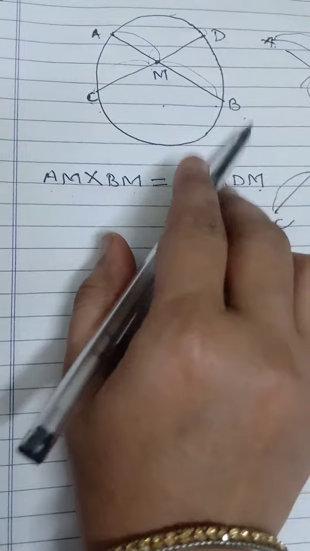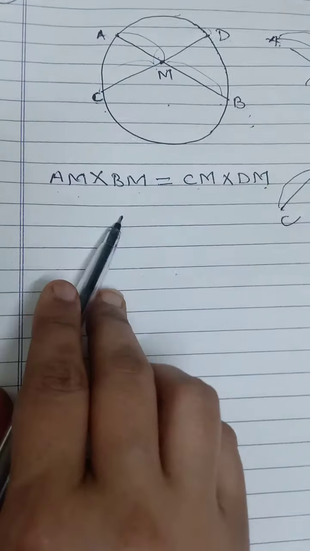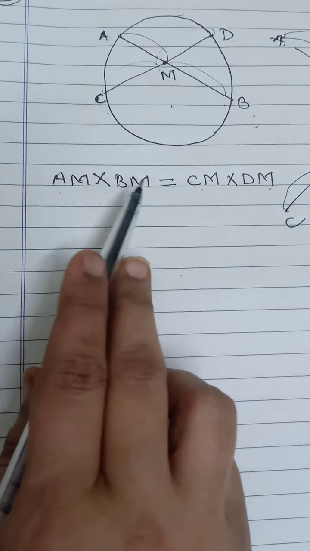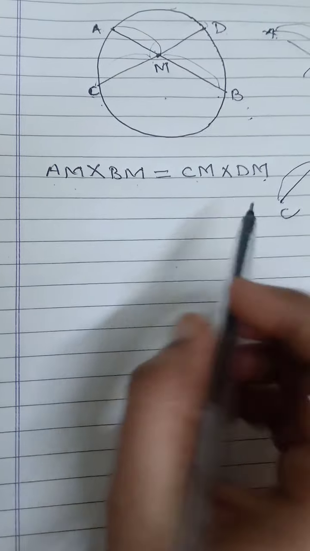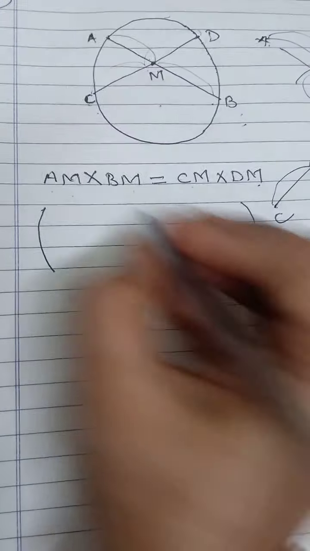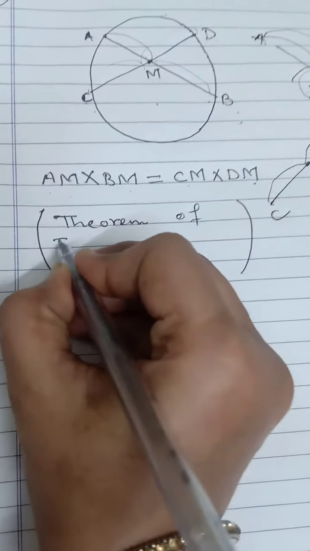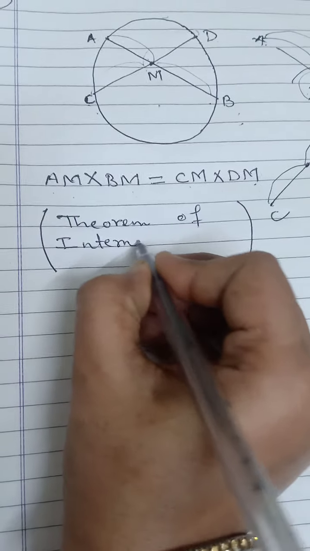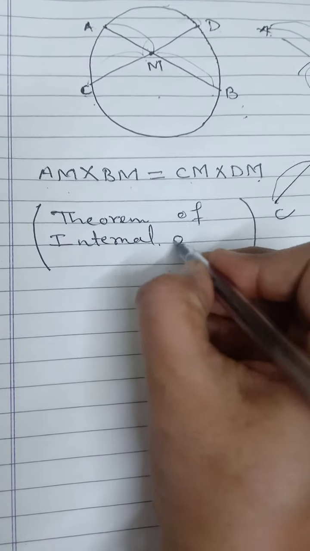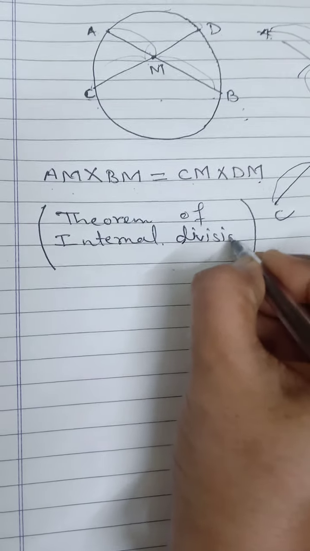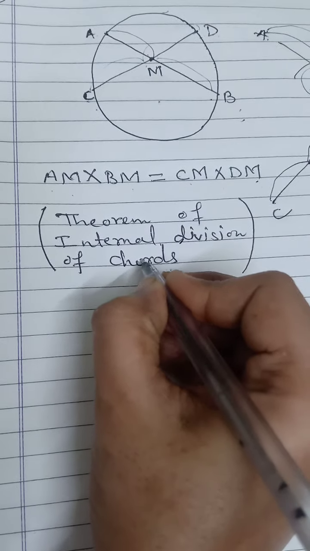Whenever two chords of a circle intersect each other internally, then the product of the sections on one chord is equal to the product of the sections on the other chord. Whenever we use it, we write here theorem of internal division of chords. Here the word internal is important because they are intersecting each other internally. So you have to remember this reason.